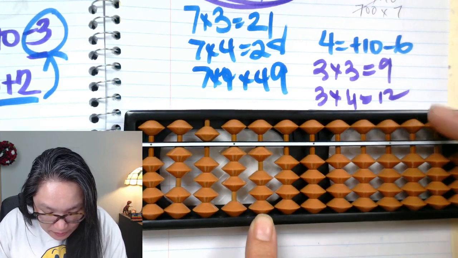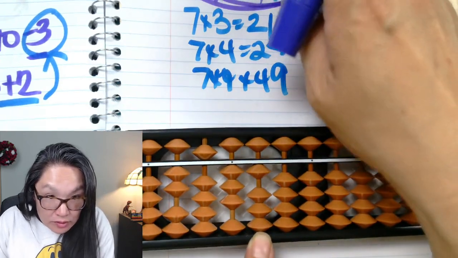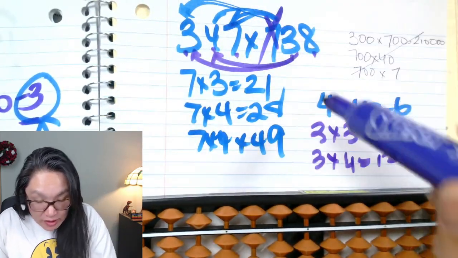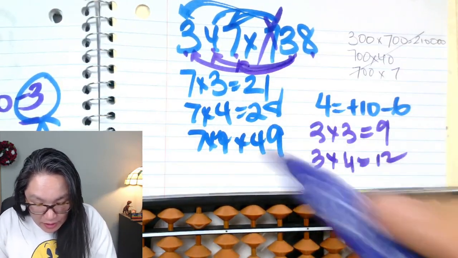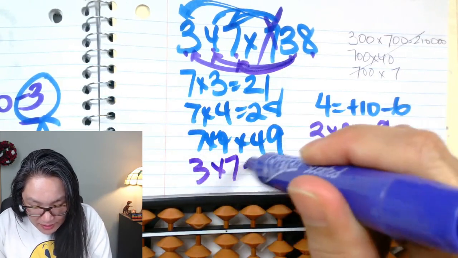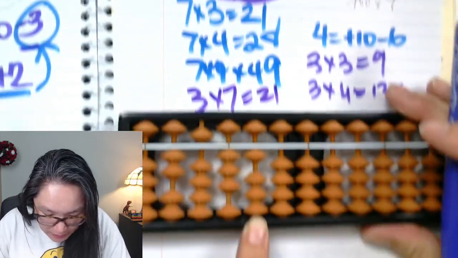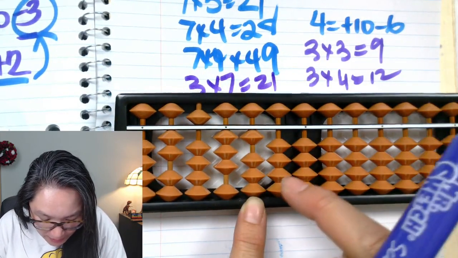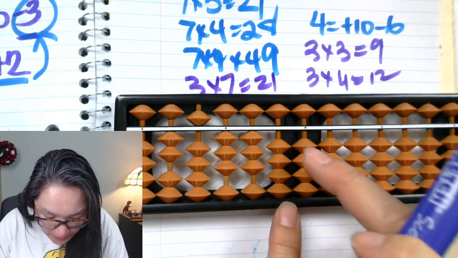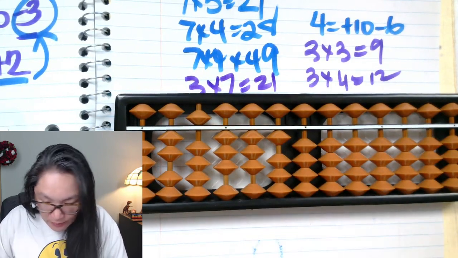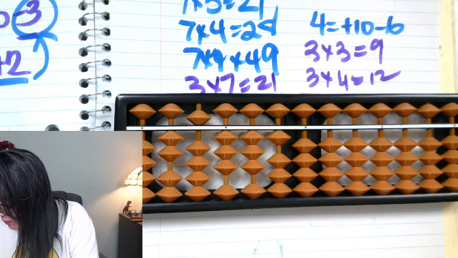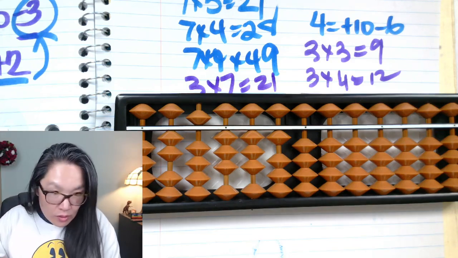And then I'm still here. So my next question is 3 times 7. 3 times 7 is 21. Oh, we did that already. So I had my 20, I had my 1. So I had 20, I add 1. All right, we're done. No, we're not done. We have one more.